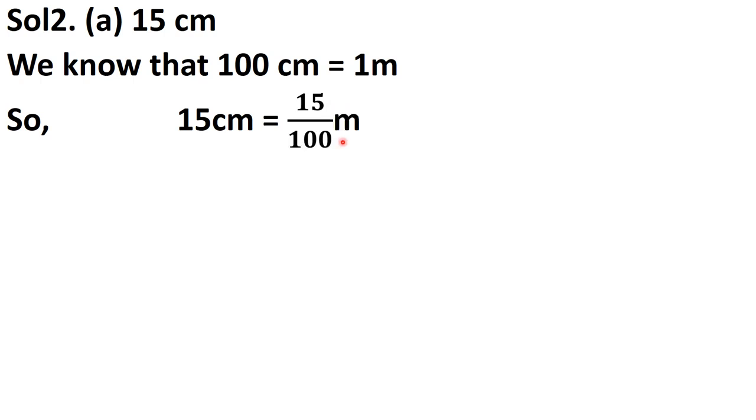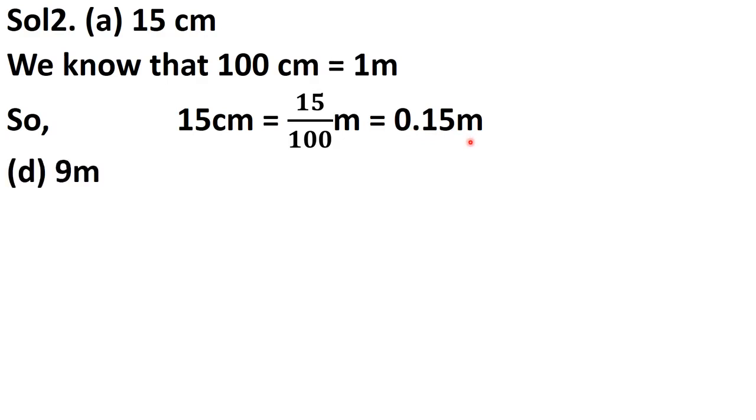Question number 2. Express as meter using decimal. First part is 15 centimeter. You have to convert it into meter. Now, what is the relation between meter and centimeter? In 1 meter, how many centimeter are there? Yes, in 1 meter, 100 centimeter are there. So, 100 centimeter make 1 meter. So, 15 centimeter equal to 15 upon 100 meter, which is equal to 0.15 meter.